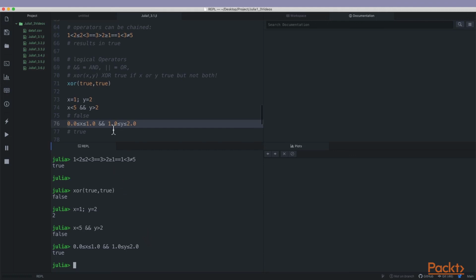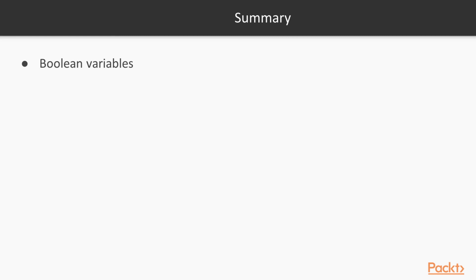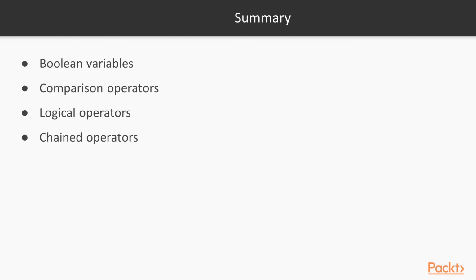Okay, so here's what we've learned. Boolean variables, comparison operators, logical operators, chained operators, conditional control structures, the if, else if, and else, the question mark colon conditional, and the ampersand and then operator, and the or else operator. That's for simple conditionals, but sometimes they can make them very messy. Don't use them.